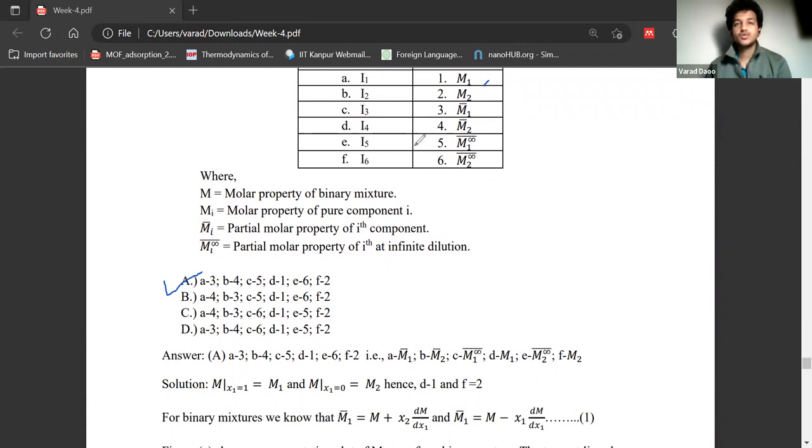A is 3, so I1 is nothing but M1 bar. B is 4, which is nothing but M2 bar. C is 5, that is M1 bar infinity. D is 1, that is M1. E is 6, that is M2 bar infinity. And F is 2, that is M2. Okay. So let us try to see the explanation for this.